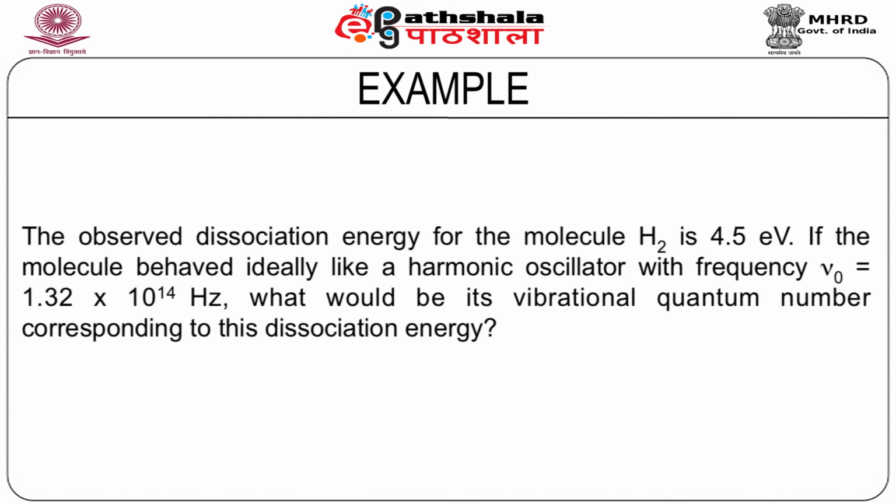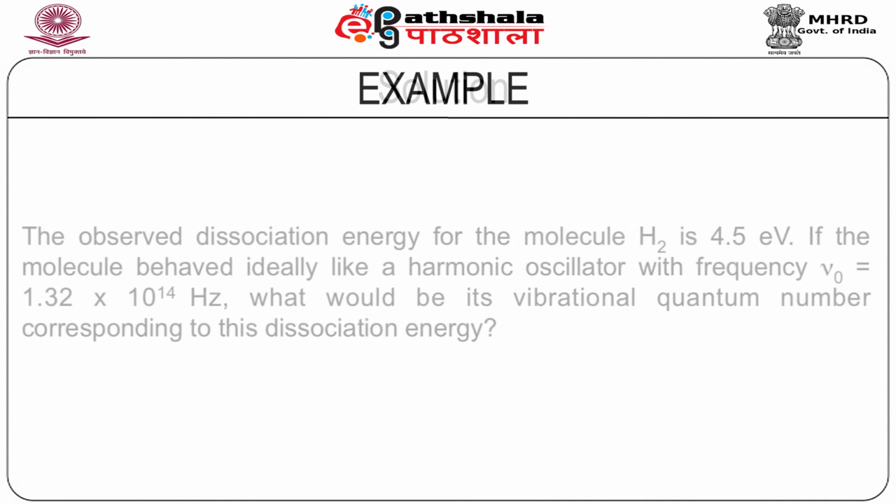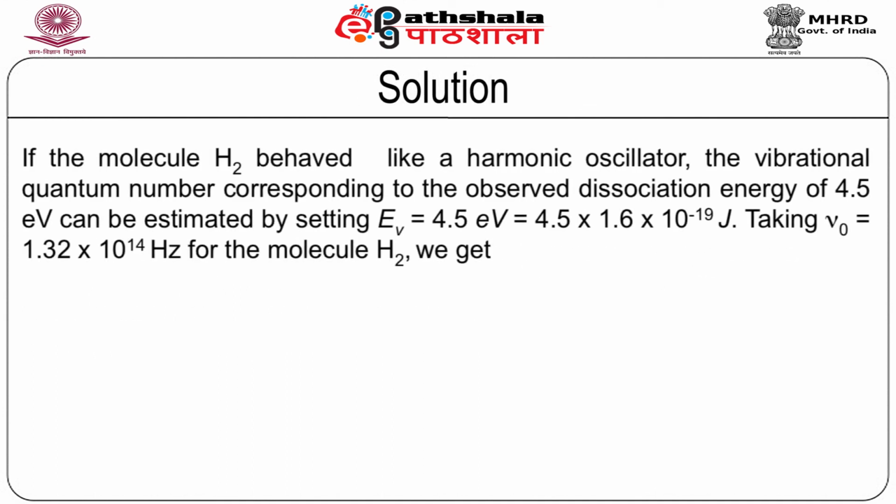Well, actually the hydrogen molecule is a Morse oscillator, but the question says that if it behaved ideally like a harmonic oscillator with the frequency which is given, then what would be its vibrational quantum number, corresponding to the energy 4.5 eV, which is the dissociation energy? Well, you can note one thing, that the frequency is 10 to the power 14 Hertz. There are so many oscillations per second, which means billions of oscillations per second. Well, let me now discuss the solution of this problem.